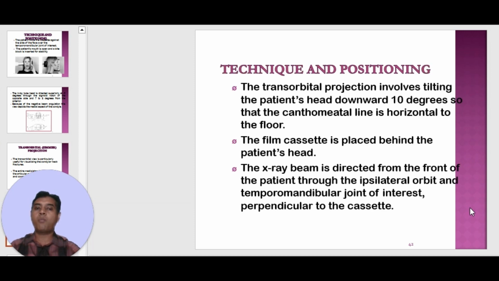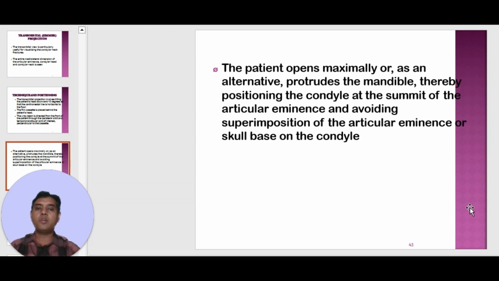The transorbital projection involves tilting the patient's head downward 10 degrees so that the canthomeatal line is horizontal to the floor. The film cassette is placed behind the patient's head. The X-ray beam is directed from the front of the patient through the ipsilateral orbit and temporomandibular joint of interest, perpendicular to the cassette. The patient opens maximally or, as an alternative, protrudes the mandible, thereby positioning the condyle at the summit of the articular eminence and avoiding superimposition of the articular eminence or skull base on the condyle.